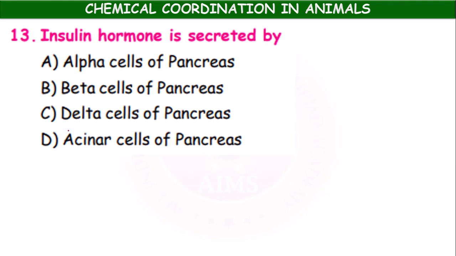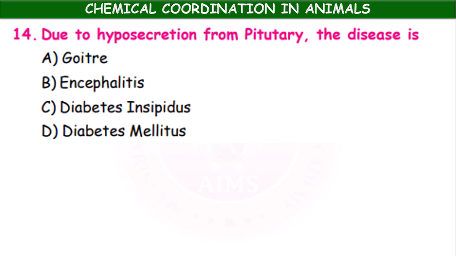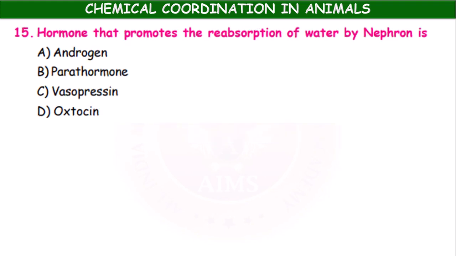Insulin hormone is secreted by alpha cells of pancreas, beta cells of pancreas, delta cells of pancreas, acinar cells of pancreas. Due to hyposecretion from pituitary, the disease is goiter, encephalitis, diabetes insipidus, diabetes mellitus. Diabetes insipidus is due to hyposecretion of vasopressin hormone produced by pituitary. Next, the hormone that promotes the reabsorption of water by nephron is also called ADH, antidiuretic hormone.